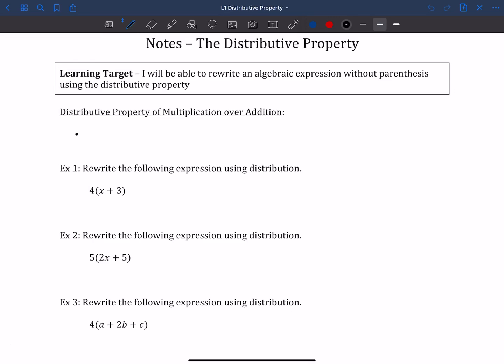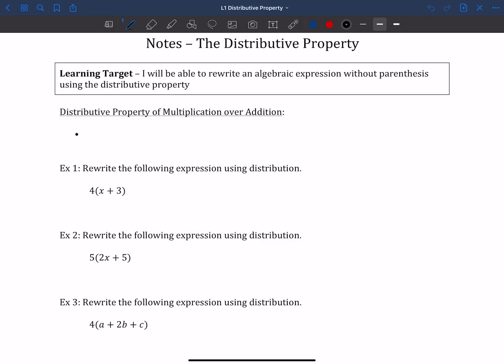So you might have done the distributive property in the past, but it's never going to hurt to go back over some of this. All right, so the first thing we're going to talk about is our learning target. We want to be able to rewrite an algebraic expression without parentheses using the distributive property, because parentheses get in the way a lot of the time. Sometimes you can simplify stuff that's in them. This is going to be for the times that we can't, and we've got to figure out what we can do with that.